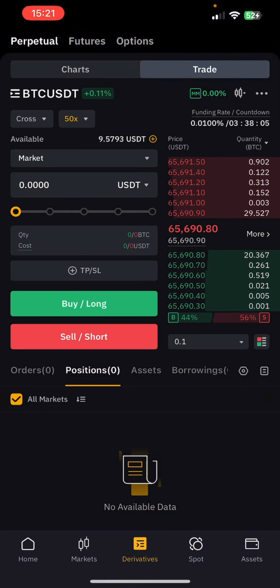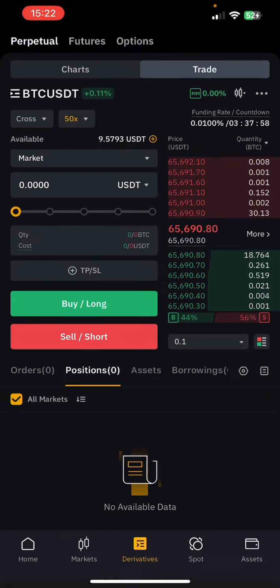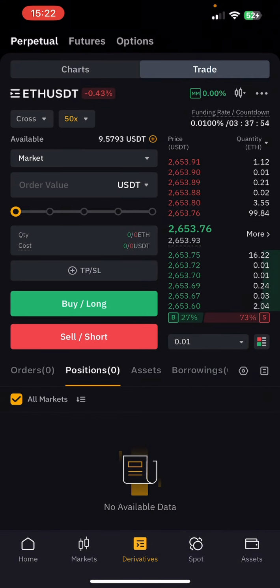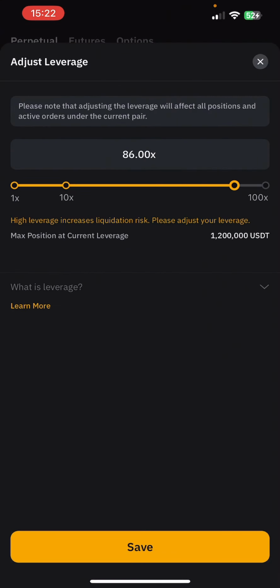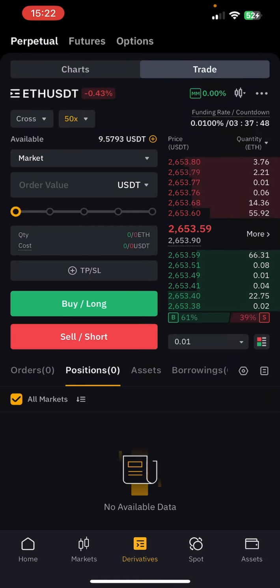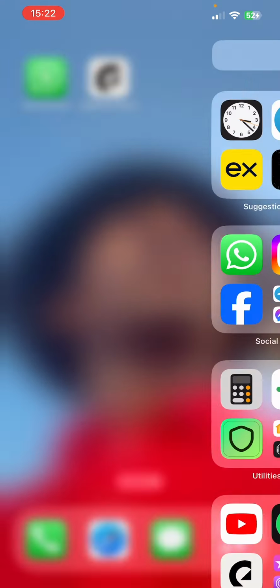So I'll take you back to this Bybit. The highest leverage you can take here for Bitcoin is 1:100. Then you go to Ethereum. What is the highest leverage you can take? The highest leverage you can take is 1:100. While with some brokers you can just take 1:2000. What does this basically mean?